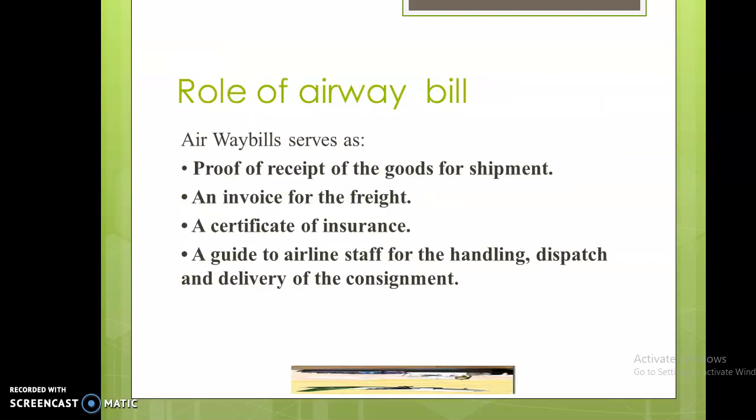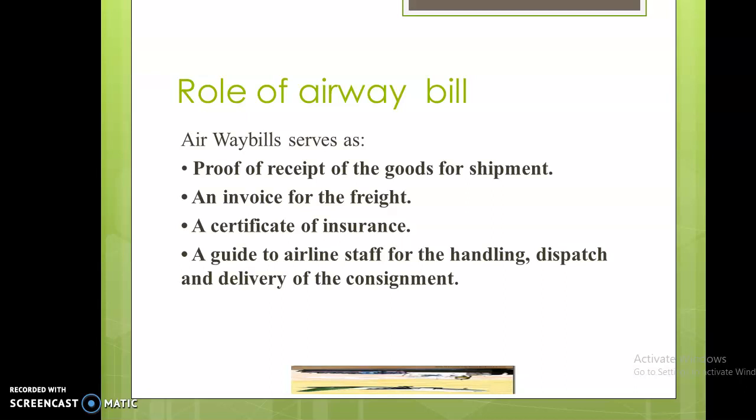Let's look into the role of the airway bill. An airway bill is always used as a receipt of the goods for shipment. It's also like an invoice for delivering the products from the exporter's place to the importer's place. And it's also like a certificate of insurance. All the products exported from the exporter's place to the importer's place are insured, so it contains a certificate of insurance. It clearly gives guidelines to the airline staff for handling, dispatching and delivery of the consignment.